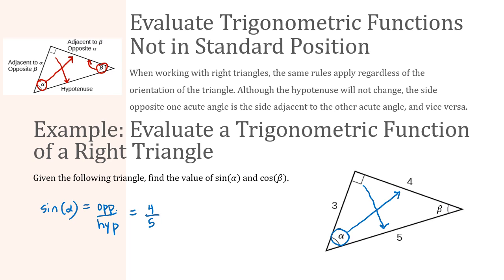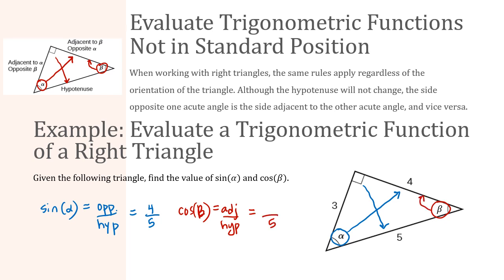Now let's do cosine. The cosine of beta. Beta is in the right-hand corner of the triangle. Let me just circle that. And the ratio for cosine is adjacent over hypotenuse. So the side that is adjacent, that's the closest side to angle beta, not including the hypotenuse. The hypotenuse is going to be 5. That's not going to change.